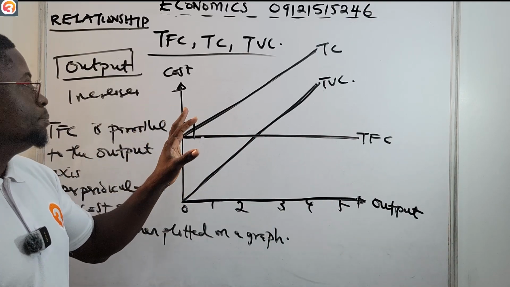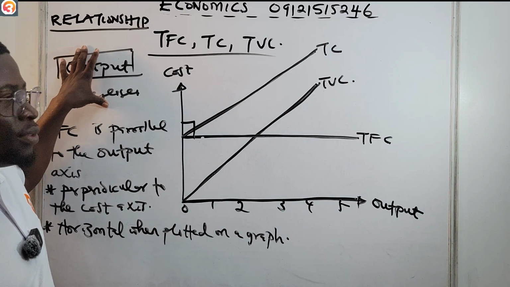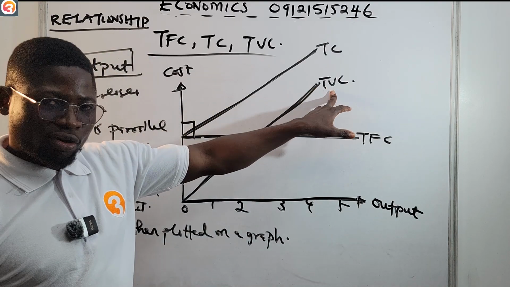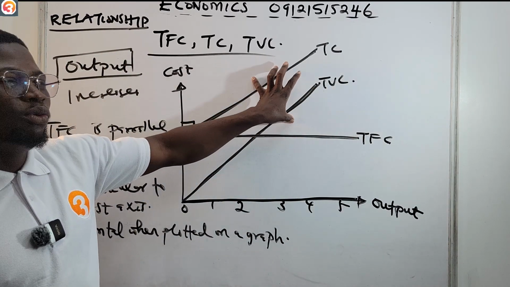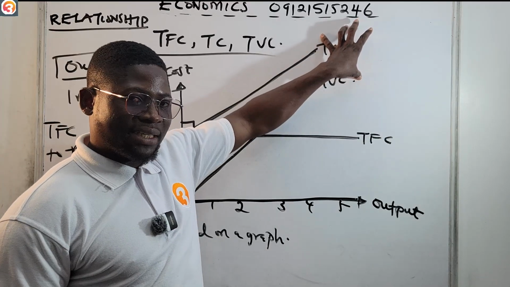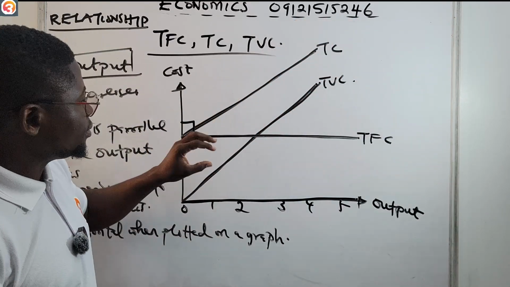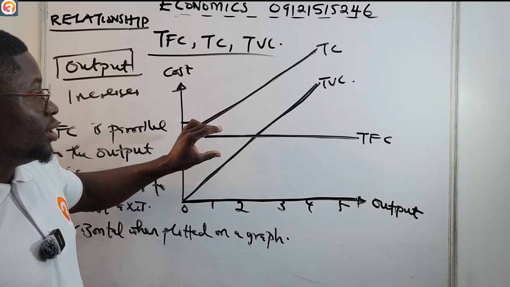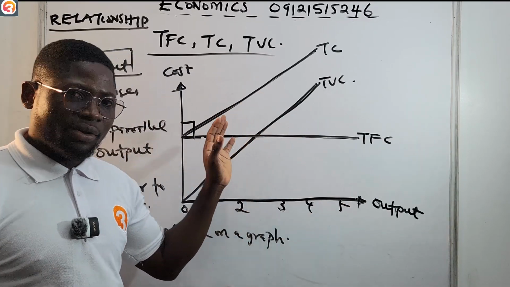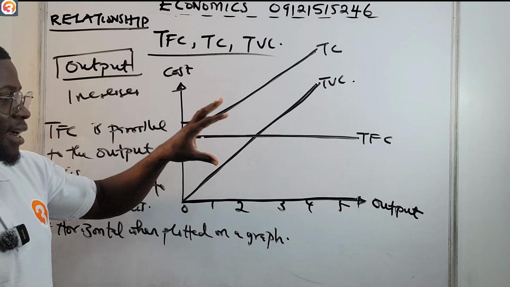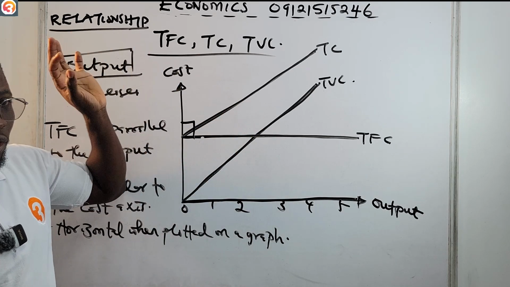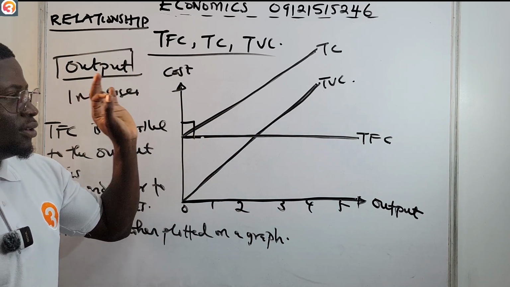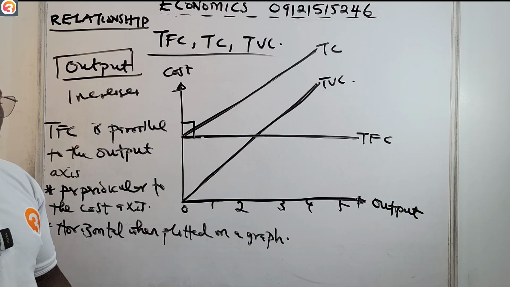As the output of a firm increases, the total variable cost and the total cost increase, and vice versa. But the total fixed cost, on the other hand, remains fixed. It is not varied. And the total fixed cost is parallel to the output axis, perpendicular to the cost axis, and plotted horizontally on the graph.